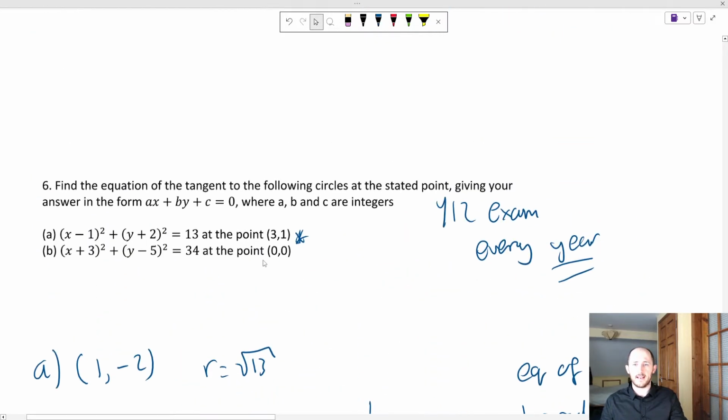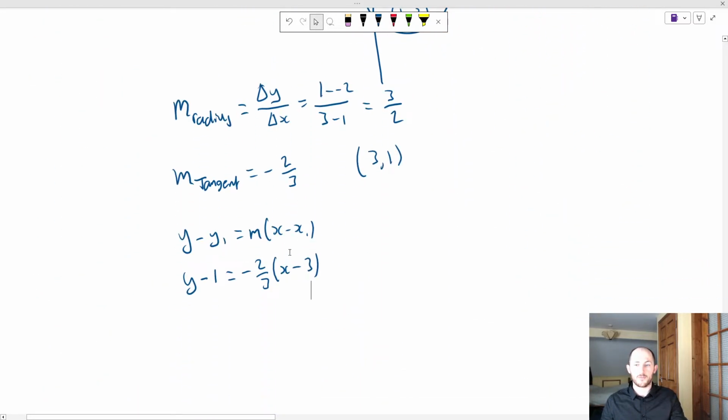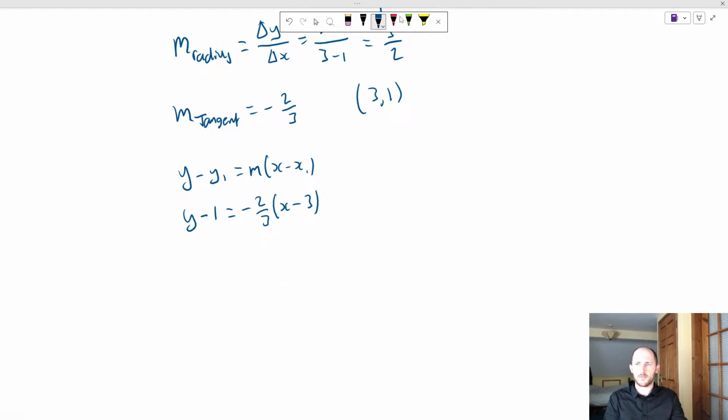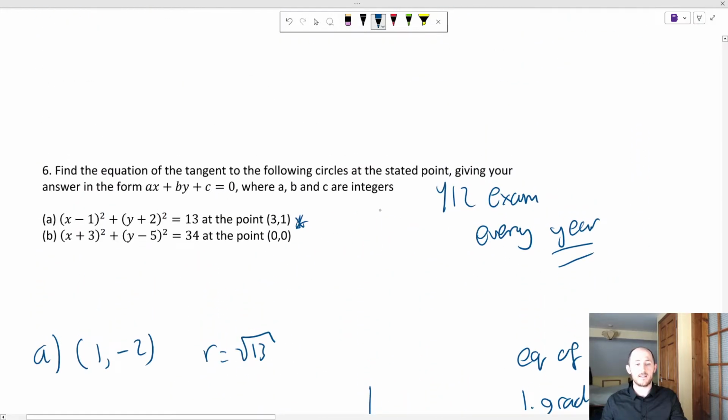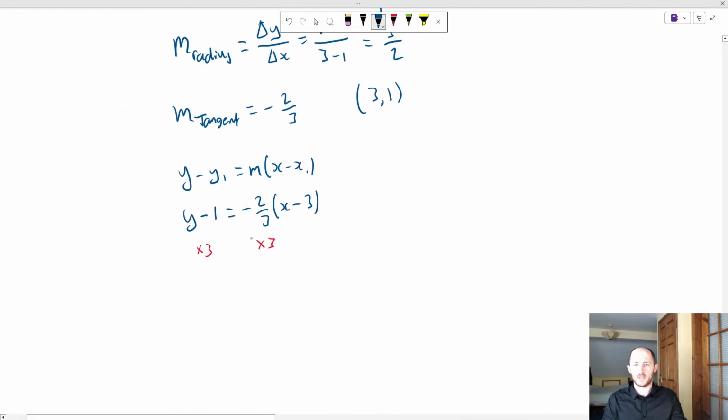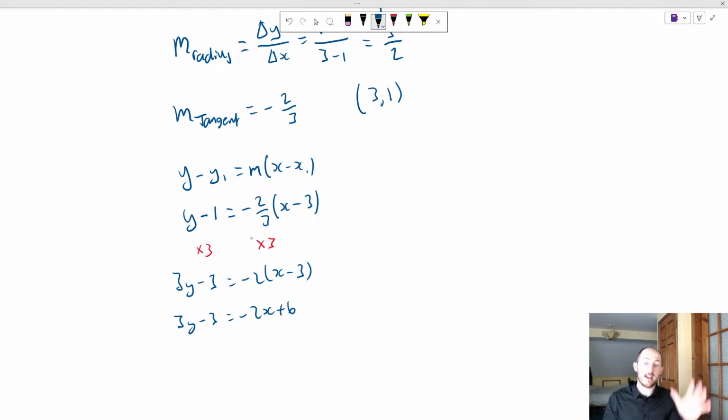And now all you're doing is getting it in the form ax + by + c. The reason why I like this form is I like to times through by whatever the denominator is. Because remember, if we go back to the question, a, b, and c are integers. There should be no fractions. So we get 3(y - 1) = -2(x - 3). Expand the brackets: 3y - 3 = -2x + 6. Move everything to the left-hand side. So I'm going to add 2x and take away 6.